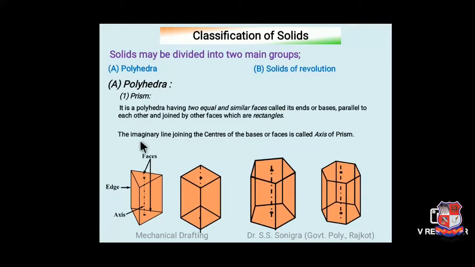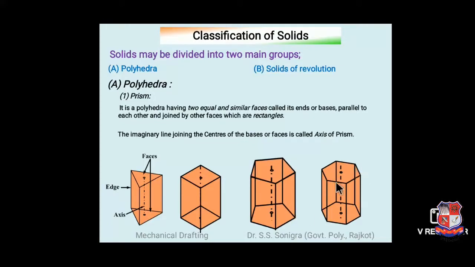So a prism is a polyhedron having 2 equal and similar faces. Suppose this is a square prism, so the upper face is a square, the lower face is a square, and both these squares are joined with straight lines like this. So it becomes a prism. Suppose this is a pentagon, the upper face is a pentagon, the lower face is a pentagon, and both these pentagons are joined with straight lines. That is called a prism.